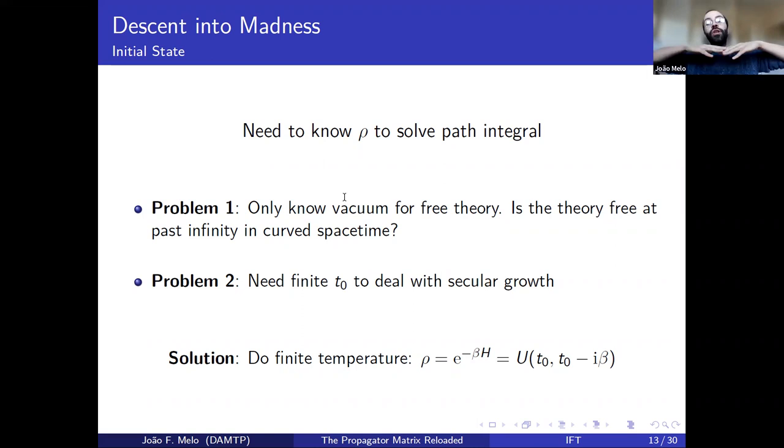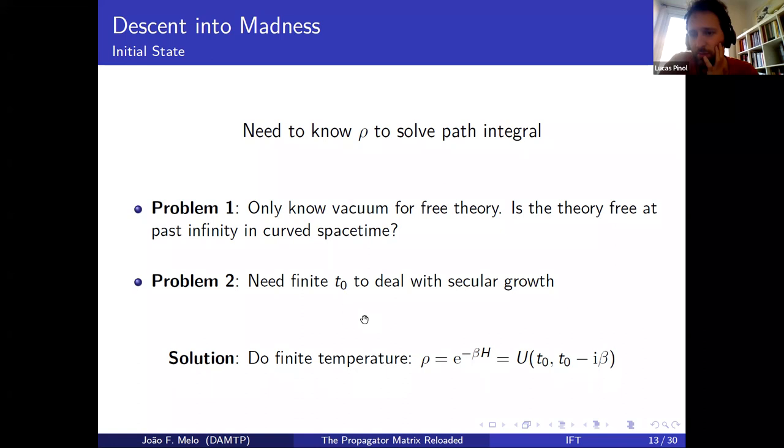Isn't that what the i epsilon prescription is supposed to do? The i epsilon prescription, the problem is that it is assuming that the theory is free when you're putting the initial conditions. And that is precisely the thing that I want to test. And also at some finite time in the past, the theory is not free. The theory may only be free at past infinity. And I'm not sure I want to assume this. Maybe I want to derive that. But at some finite time.